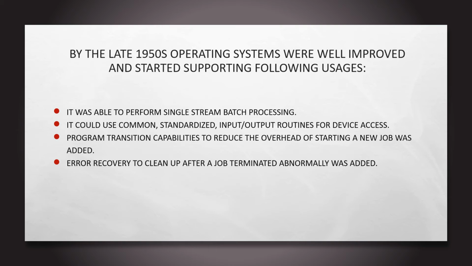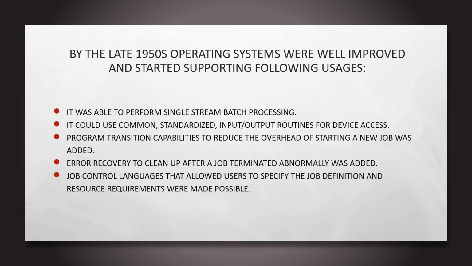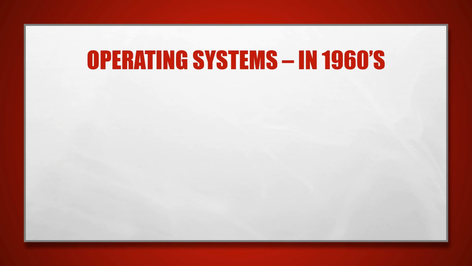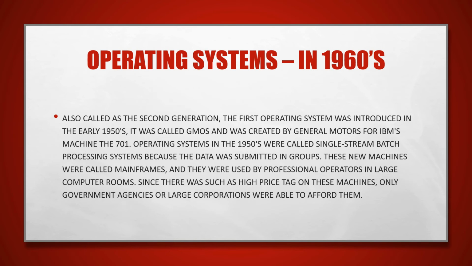And then the last is job control language, which allowed users to specify the job definition and the resource requirements. Operating systems in 1960 were also called the second generation. The first operating system was introduced in the early 1950s. It was called GMOS and was created by General Motors for IBM's machine, the 701. Operating systems in the 1950s were called single stream batch processing systems because the data was submitted in groups. They were used by professional operators in large computer rooms. Since there was such a high price tag on these machines, only government agencies or large corporations were able to afford them.